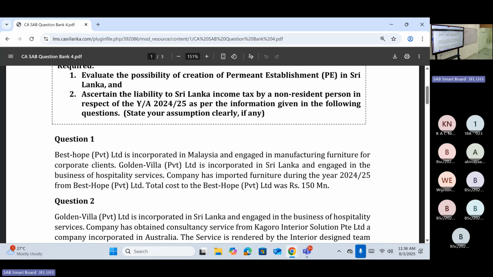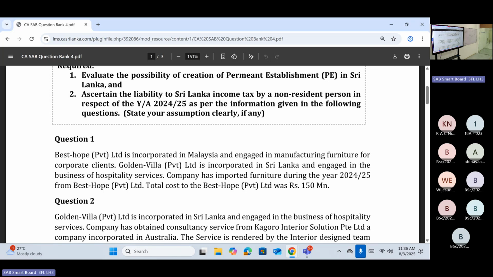Malaysia, Sri Lanka, DTA, Article 7 follow. We have to tax them. My question is about resident and non-resident. For a resident, we look at the local income. For a non-resident, we have to check whether there is a source in Sri Lanka. Source in Sri Lanka is not in the tax law.